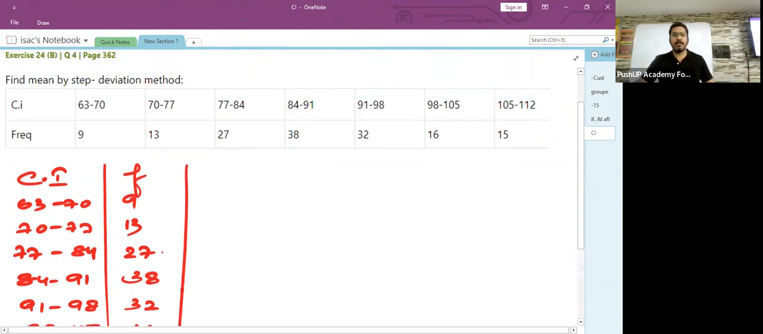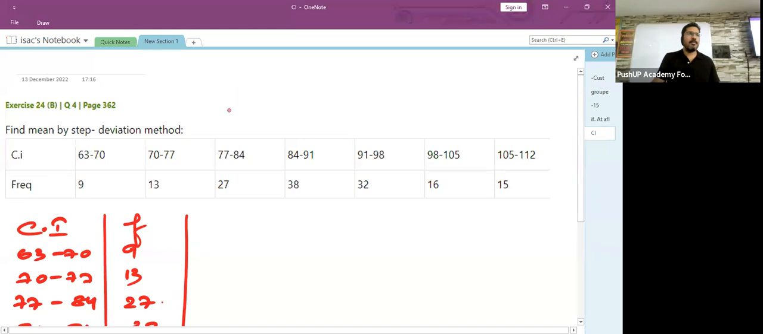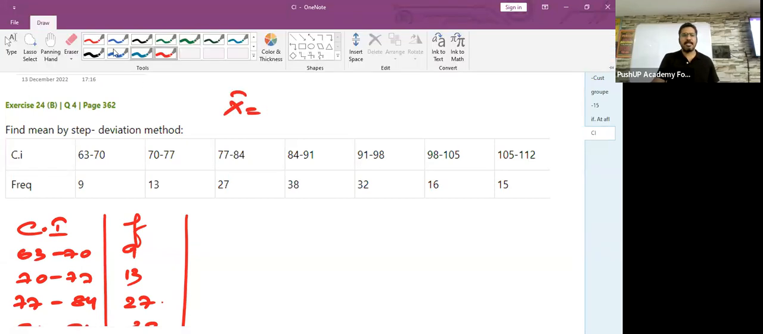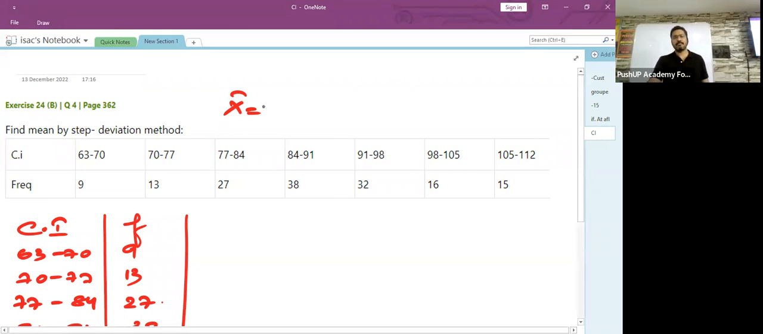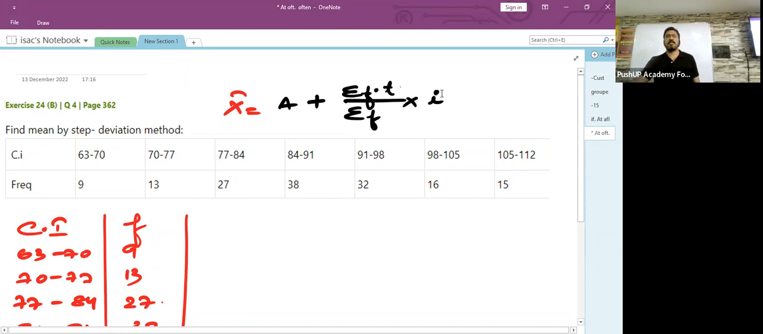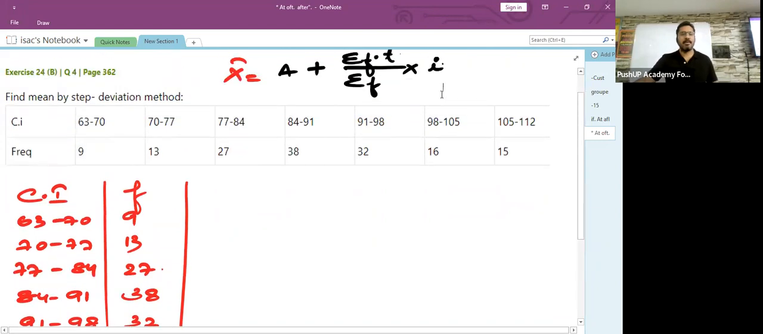I want you all to write down the formula first. What is the formula? Anoki, what is the formula? You learned it for this exam, right? Tell me. Assumed mean plus sigma f into t divided by sigma f into I. Very good. Okay, this is the formula for step deviation method.